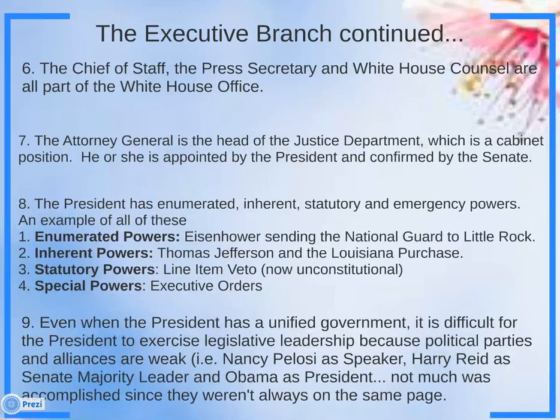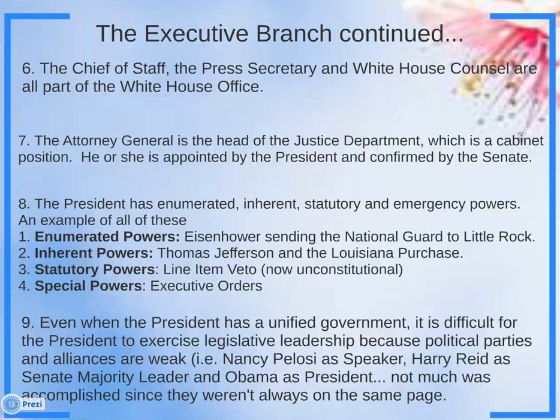Continuing with the executive branch, the chief of staff, the press secretary, and the White House counsel are all part of the White House office, which is part of the executive office of the president. The Attorney General is the head of the Justice Department, which is a cabinet position. He or she is appointed by the President and confirmed by the Senate. That is the only department head that is not called a secretary. For example, the head of the Department of Defense is the Secretary of Defense, but not in this case.